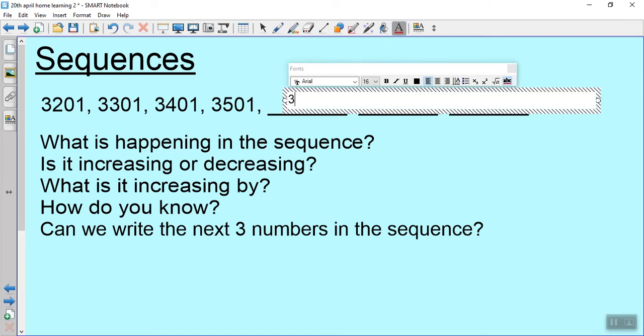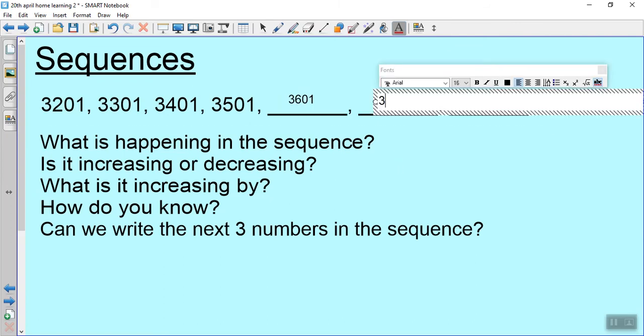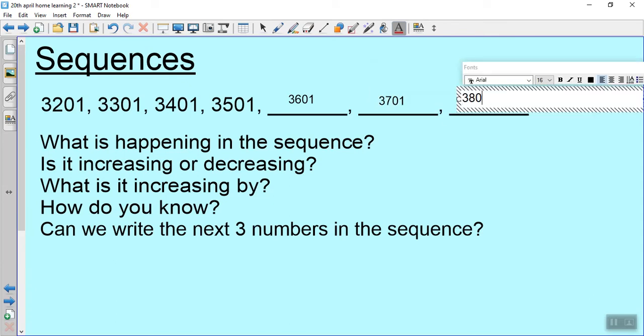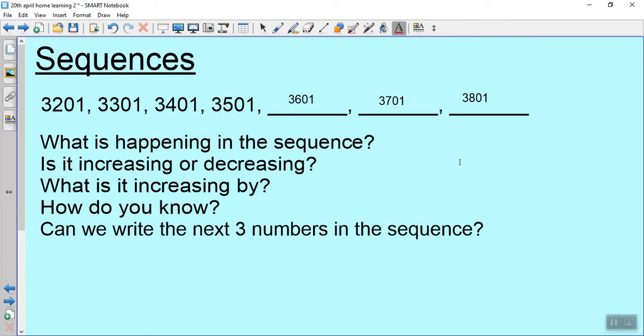So 3,601, 3,701, 3,801. So we could put a comma to separate the thousands and the hundreds here, but I thought it would get a little bit complicated because we've got commas to separate the numbers in the sequence. We're not going to bother this time.